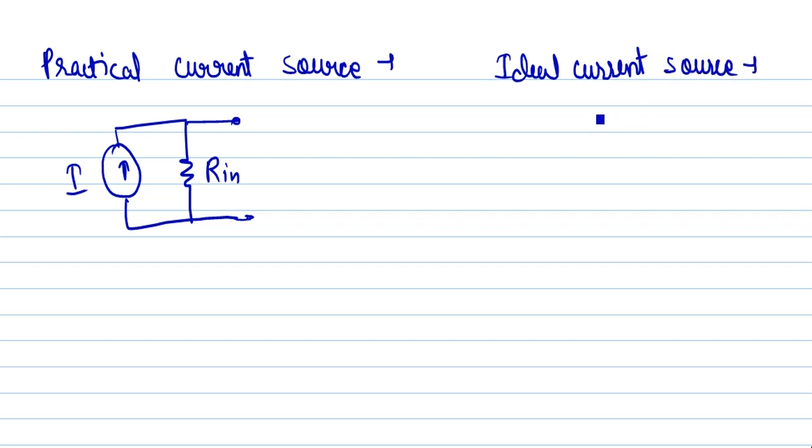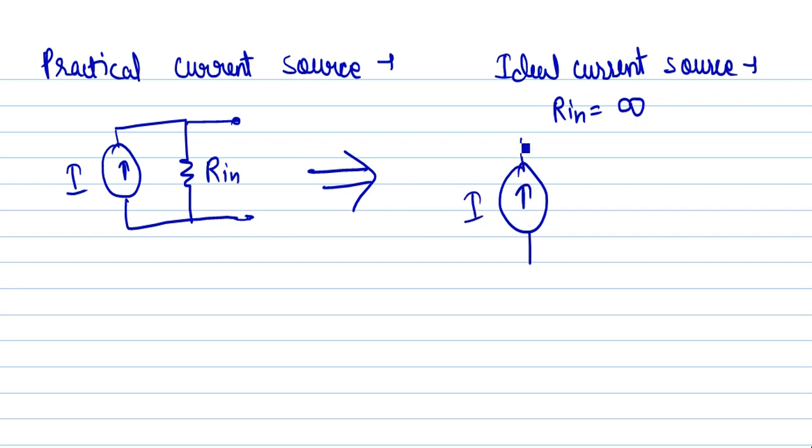Ideal current source is a current source that is having its internal resistance to be infinite. So when we substitute this Rn value in this circuit, it will be converted into ideal current source. So substitute Rn equals infinite in the circuit, we will get here open circuit. So this is the ideal current source circuit and this is the practical current source circuit.